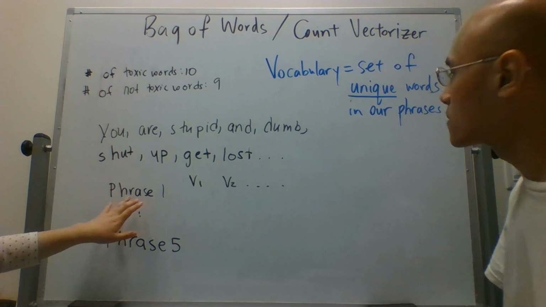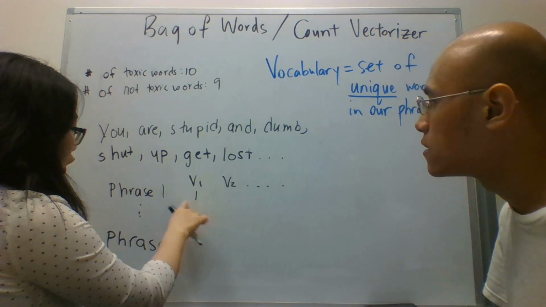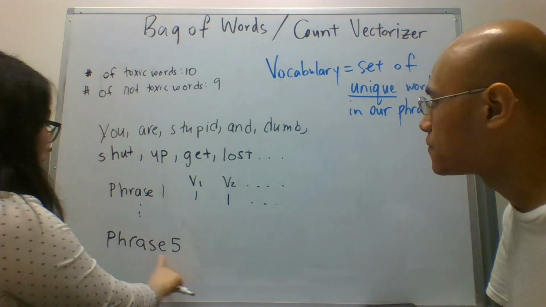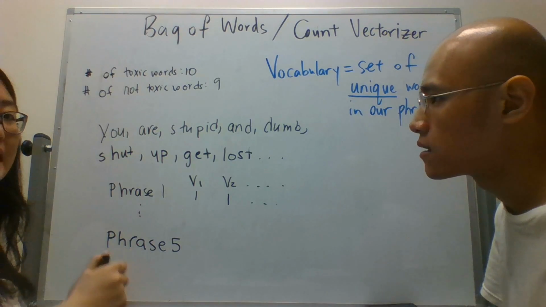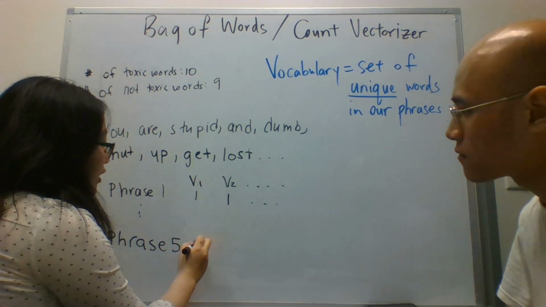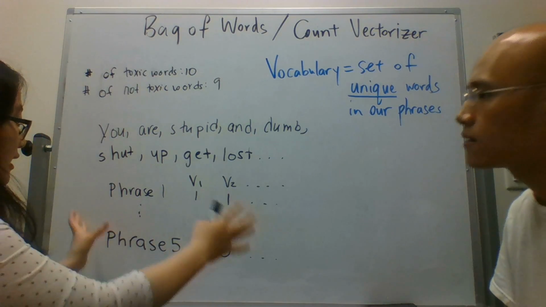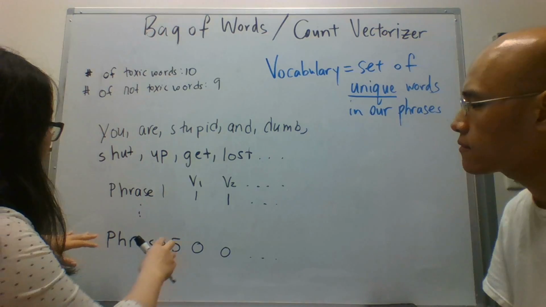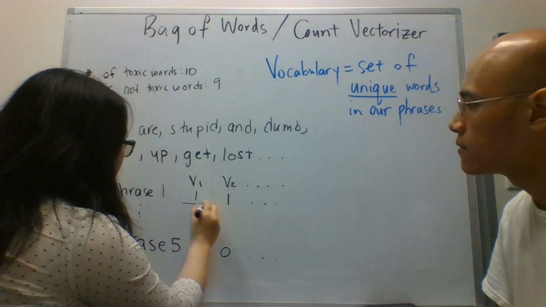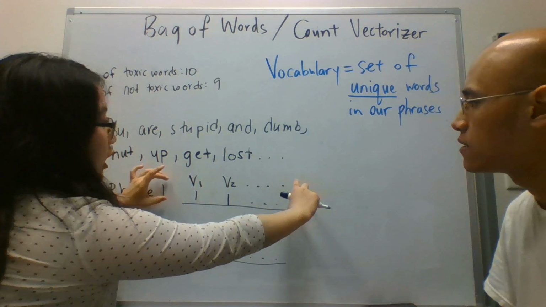Our phrase 1 was you are stupid and dumb. So here we see there's one occurrence of the word you, one occurrence of the word are, and so forth. And then we saw our phrase 5, the non-toxic phrase, which was that sounds great. That sounds great does not contain you and it does not contain are, so we put a 0 here. Once we have this matrix, we call these the embeddings. Specifically, the count vector or the bag of words representation for phrase 1 is shown here. And then for phrase 5, it's shown here. So our vectors go this way.